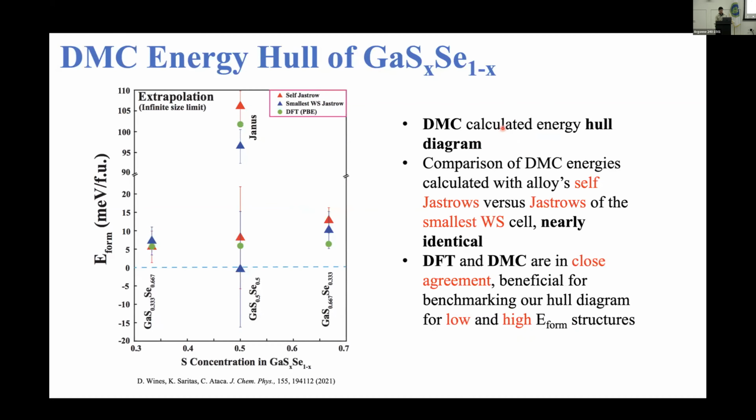So here's our quasi-DMC calculated energy hull diagram, where we have comparisons of DMC energies calculated with the self Jastrows versus the ones from the smallest Wigner-Seitz cell. We see that they're nearly identical. And we chose this system because DFT and DMC are in very close agreement. So it's beneficial that we can benchmark structures that have low formation energy and high formation energy as well, and hopefully extend this idea to other systems.